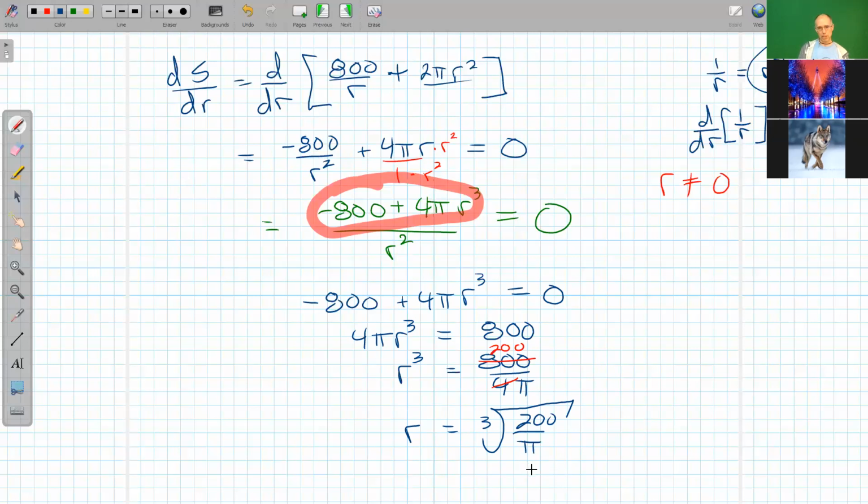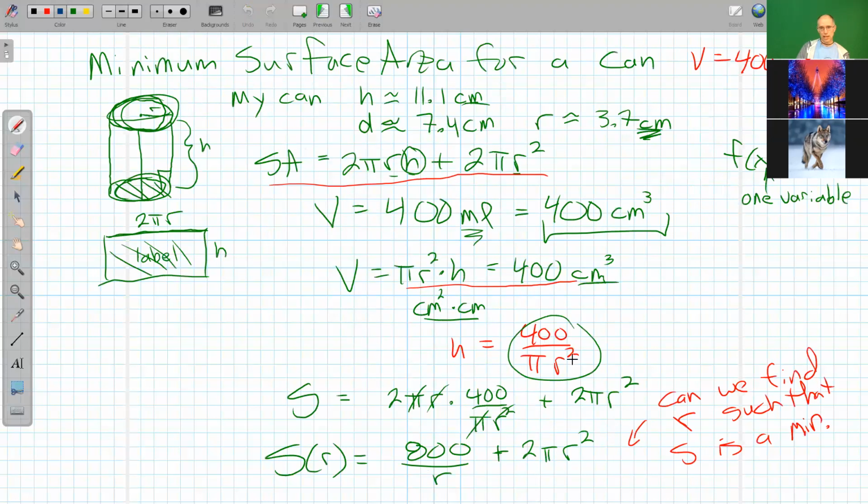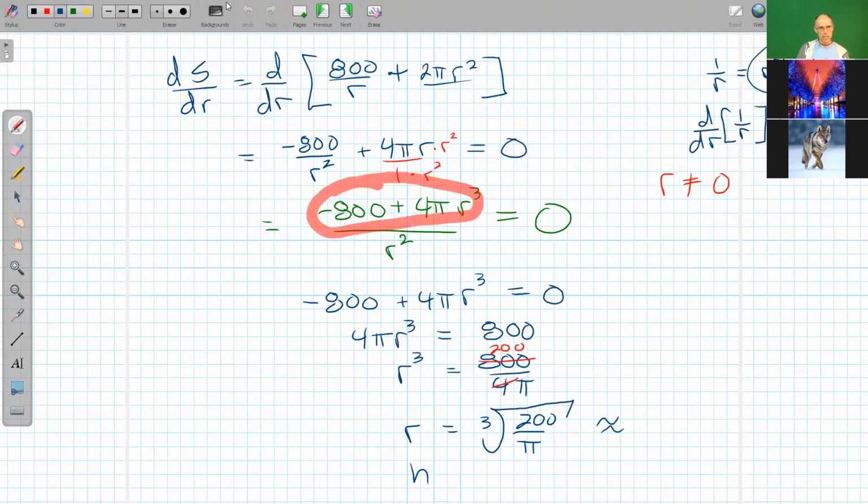We'll check that in a minute on the graph, but I'm looking for the dimensions of my can. So a couple things I want to do. I want to approximate that to figure out how many centimeters that is, and I also want to figure out what h is. Now remember, back here we have an expression for h, and that was the 400 over pi r squared. So let's clean that up and see what happens. So h equals 400 over pi r squared.